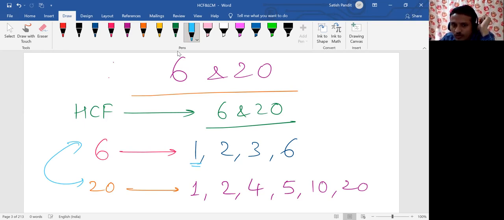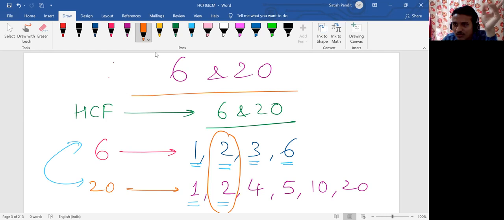See, 1 is common in both. 2 is also common in both. Is 3 common in both? No. Is 6 common in both? No. So what is the highest common? 2 is the highest common. See, 1 is lowest. You understand? So 2 is the highest common factor between both the numbers.